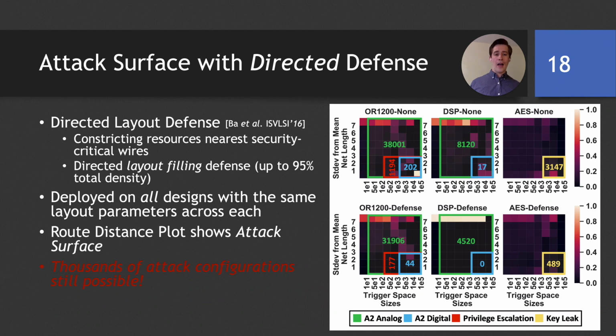We utilize the ICAS route distance metric again to illustrate the attack surfaces of each circuit layout with respect to 4 Trojan designs from the literature. You may notice that not all Trojans are overlaid on each heat map. This is because some Trojans are design specific, such as the key leak Trojan, which targets a crypto core. ICAS metrics reveal that directed layout filling does increase the security of IC layouts by pushing unused placement sites as far as possible from unblocked security critical nets. But for small Trojans like A2, thousands of attack configurations still exist.